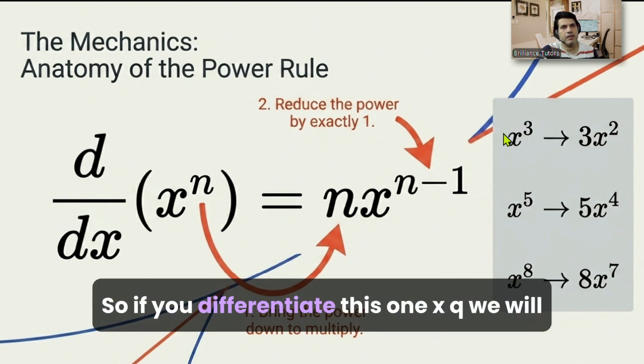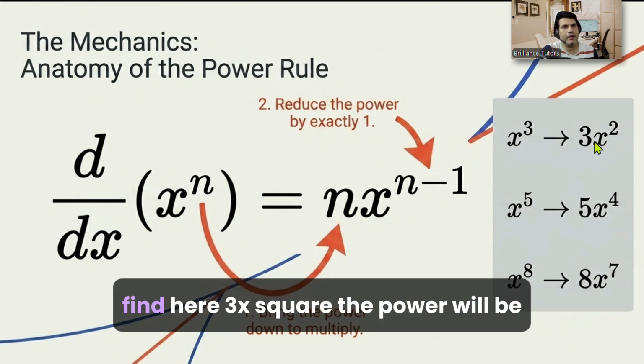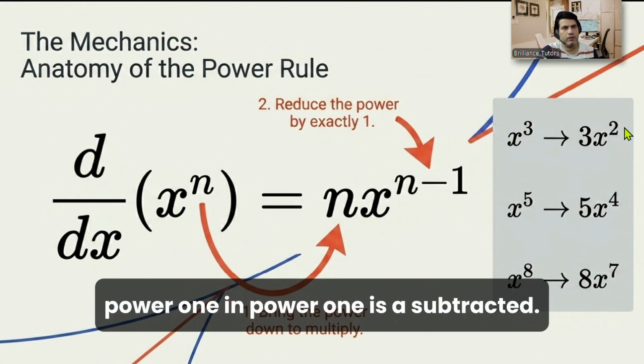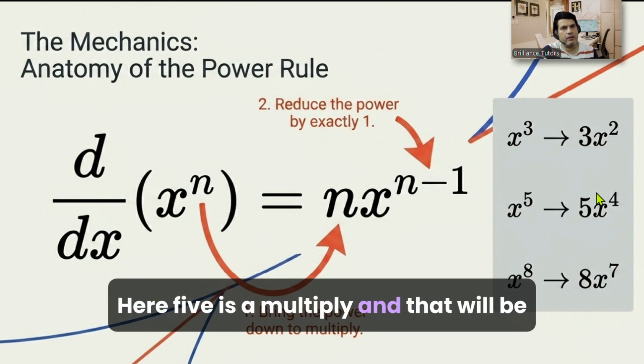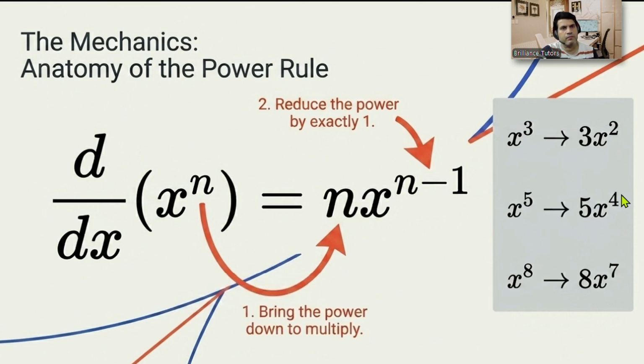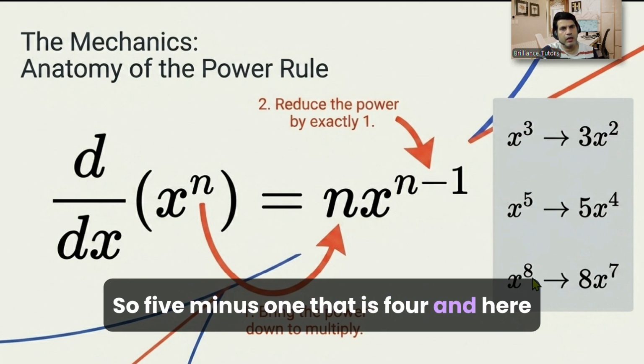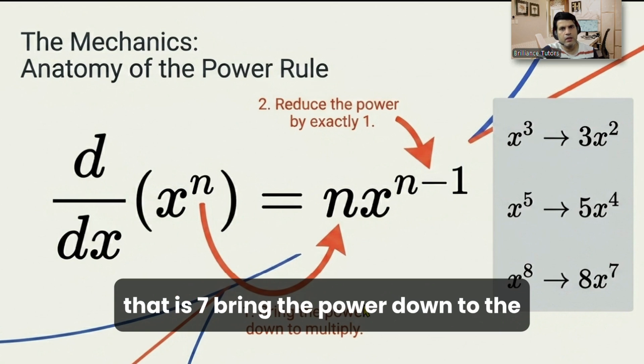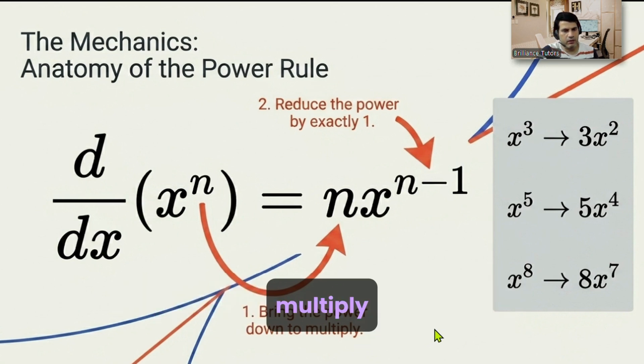So if you differentiate x cube, we will find 3x square: the power is multiplied and one is subtracted from the power. Here 5 is multiplied and that will be minus 1, so 5 minus 1, that is 4. And here 8 is multiplied and the power is reduced, 8 minus 1, that is 7. Bring the power down to multiply.